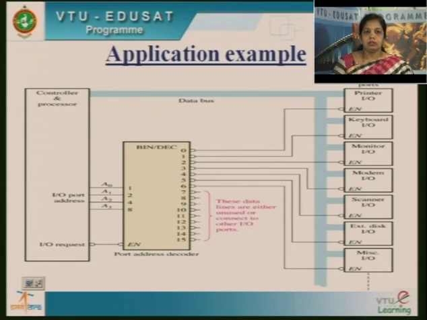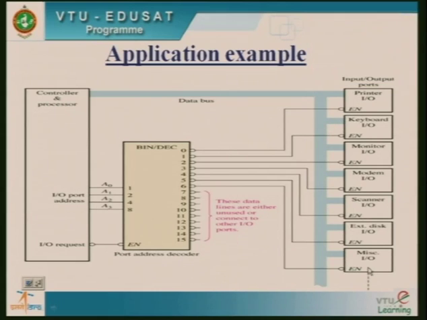Since you have a computer system, we have a processor or a controller which controls multiple IO devices. So we have multiple IO devices, as you know, printers, keyboards, monitor, modem, scanner. Many IO devices are connected to the processor. So how is this processor going to recognize or activate these ports? Let us see here.